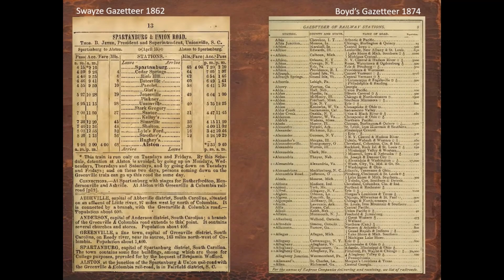So here's a couple of those gazetteers. The Swayze Gazetteer from 1862. What's wonderful about these gazetteers is they give you the socioeconomic information about all of the towns that the railroad passes through. So we can see in Greenville, Spartanburg, South Carolina, it's a fine town, the capital of the Greenville district, it's on the river, has a population of 1,400.